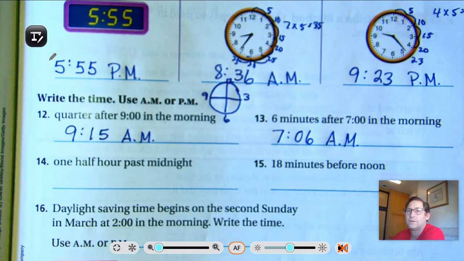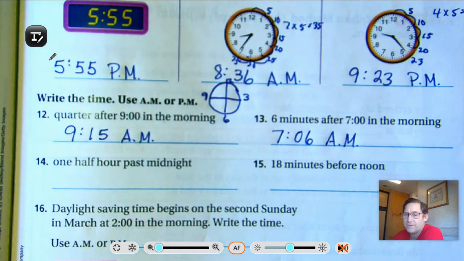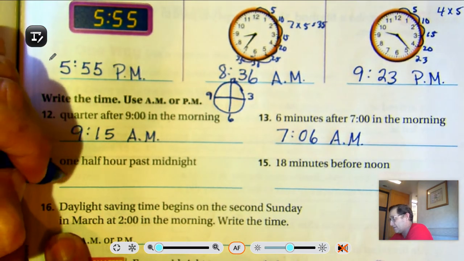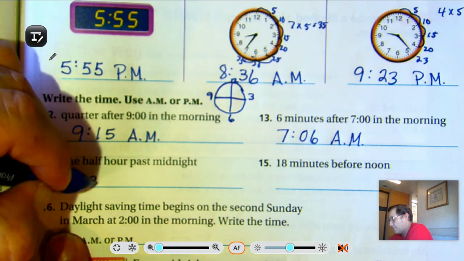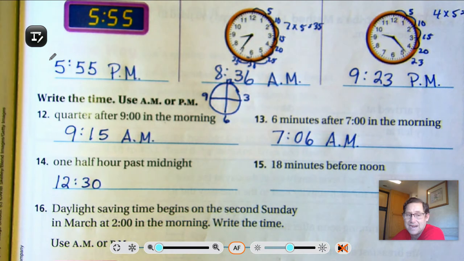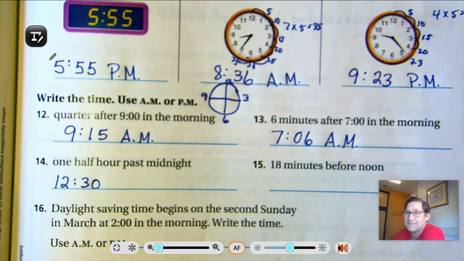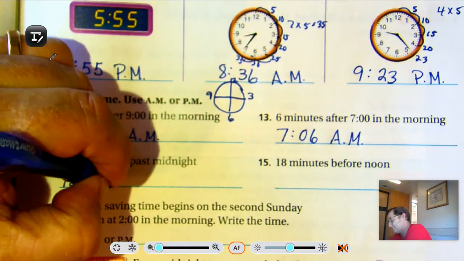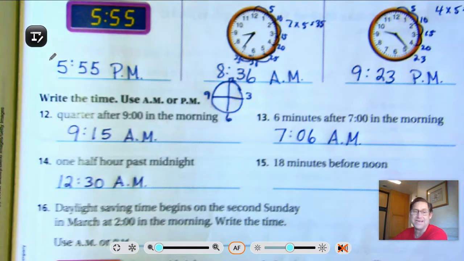Half an hour past midnight. Midnight is at 12 a.m. So half an hour past that would be 12:30. Remember, there's only 60 minutes in an hour. So if you take half of 60, that would be 30. So 12:30 a.m.